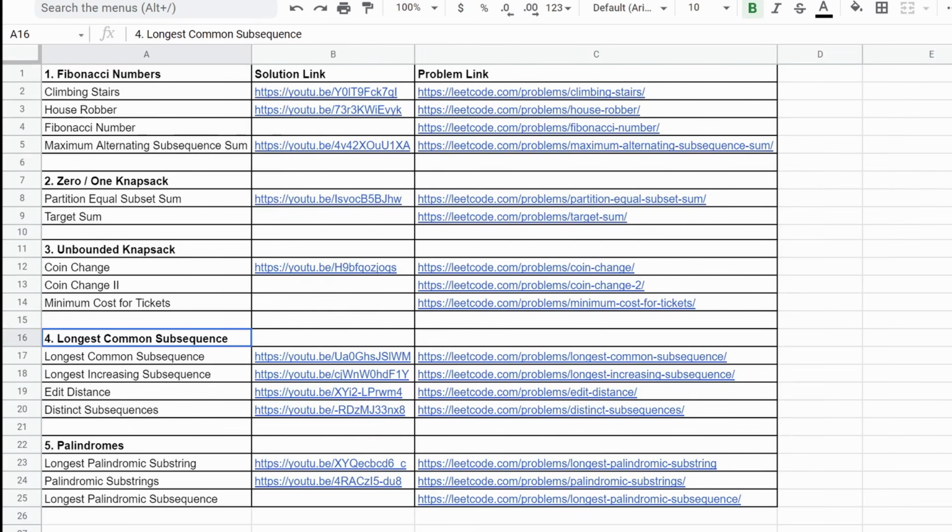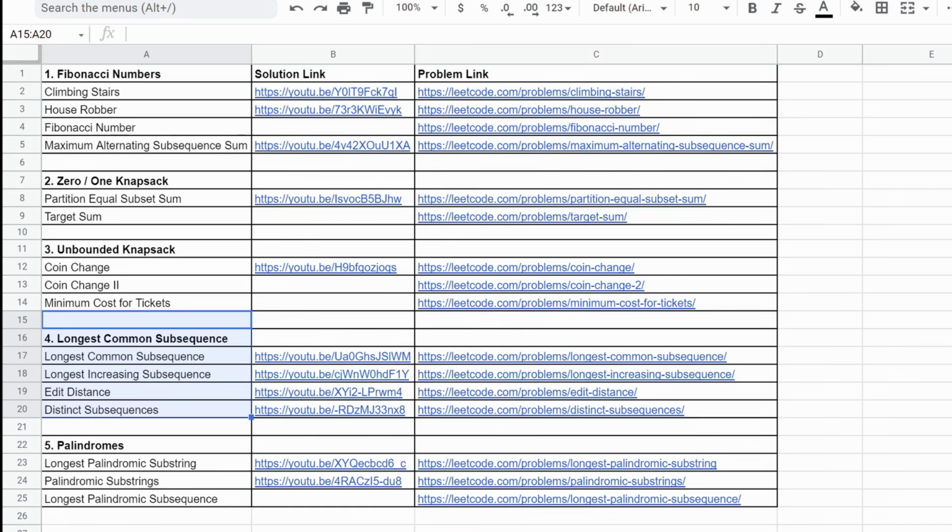And the next category we're going to be going over is the longest common subsequence category. There are many different dynamic programming problems related to subsequences, and I think LCS, this longest common subsequence problem, is a good start to understand some of these. I've listed 4 down here, but of course there are many others. You can see up here actually this maximum alternating subsequence sum. I put this in the Fibonacci numbers category, but it also falls in this LCS category as well. And you can see down here longest palindromic subsequence, that actually also falls into this 4th category.